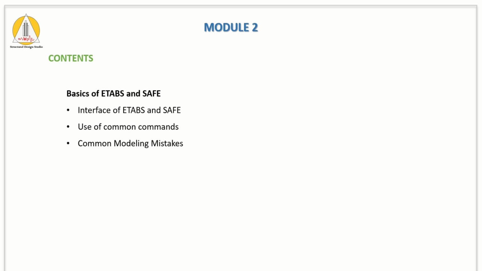We will not be going very deep into ETABS and SAFE, just the very basics, but we will go through some of the useful commands and the interface of ETABS and SAFE. Then we will be dealing with the use of the common commands, which are very basic commands that we'll be using throughout this course. And then we will be talking about the common modeling mistakes normally found in the designer's model, in the student's model.